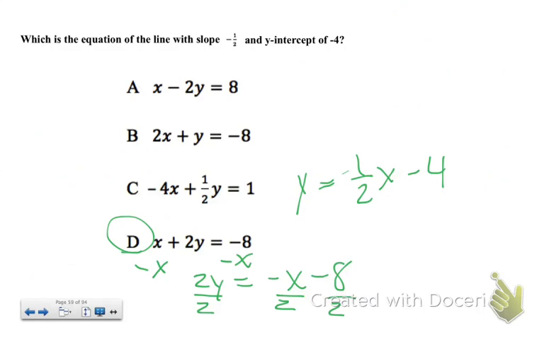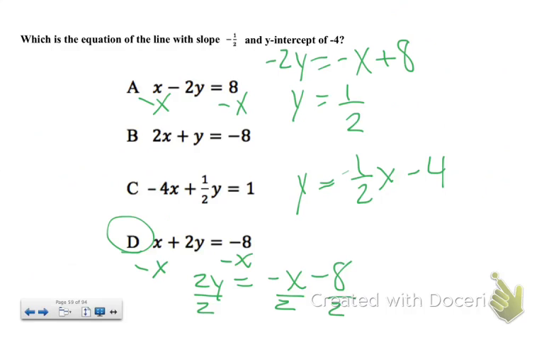Now, we could double check all of the other ones. For example, A, if we subtract x from both sides, we get -2y equals -x plus 8. Divide by -2, you get y equals +1/2 x minus 4. So notice, very close, but you have to remember that negative divided by a negative becomes positive 1/2. Okay, and then again, we could check the other ones, but D would be the correct answer. And that's it for this one.